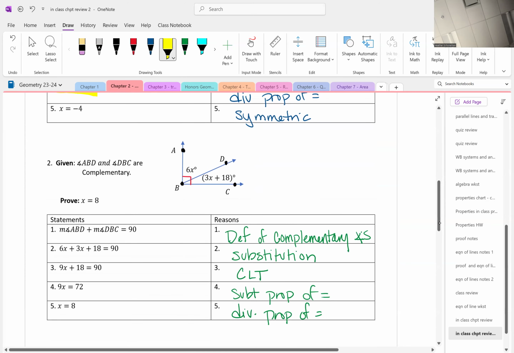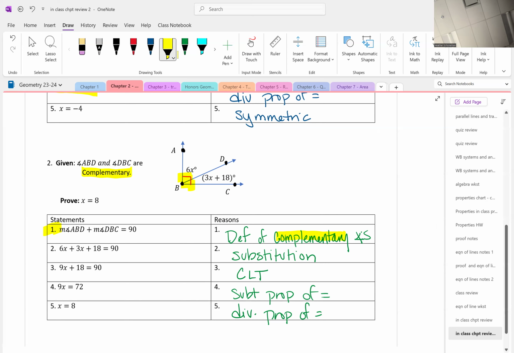Okay, on number 2, it is given the angles are complementary, and when it's complementary, you should know or draw on the picture that that is 90 degrees. And so the reason that we can do statement 1 is not because it was given, it's because they told us that we had complementary angles. So we did the definition of complementary angles. That's how we were able to put that together. Then going from step 1 to step 2, instead of writing DBC, they put 3x plus 18. Instead of writing ABD, they did 6x. And so when you replace something that's equal, that's substitution.